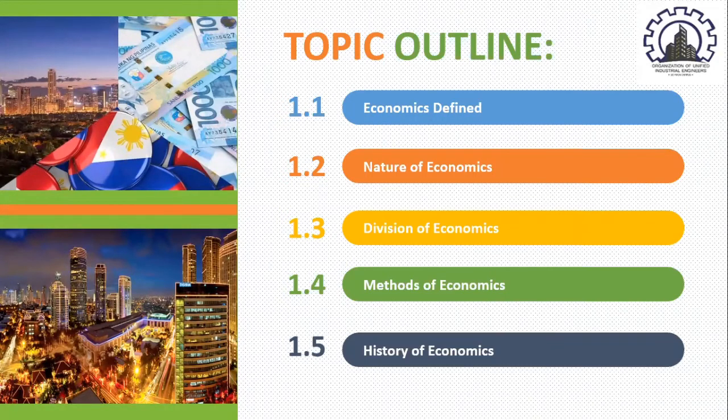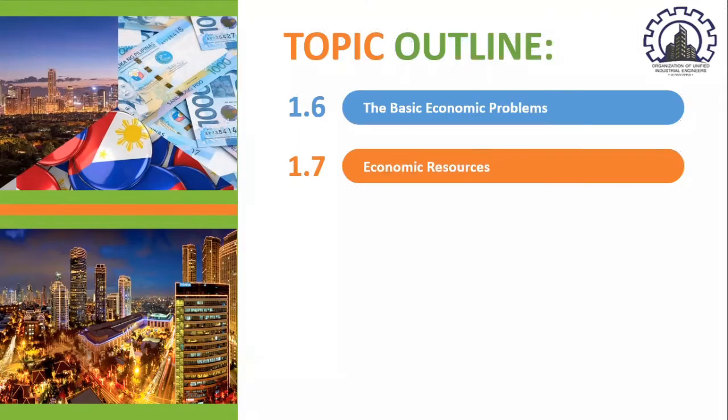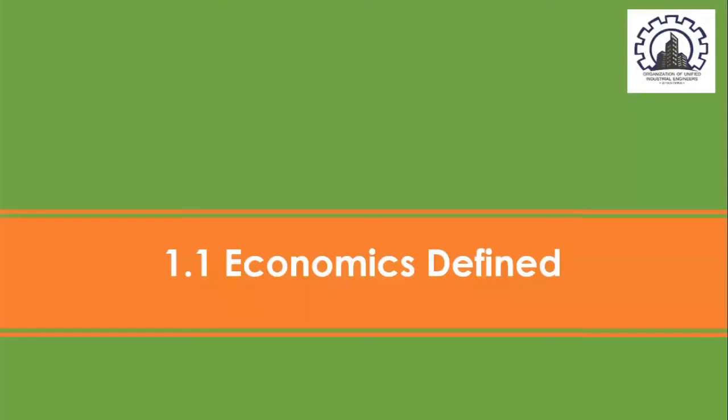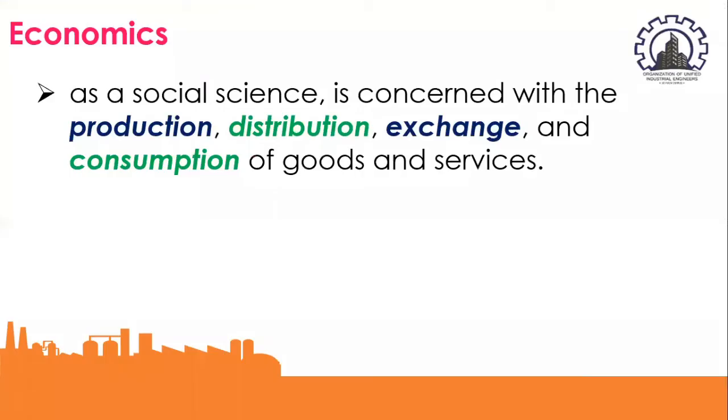First, we have the economics definition. Second, the nature of economics. Third, the division of economics. Fourth, we have methods of economics. Fifth, we have the history of economics. Sixth, we have the basic economic problems. And finally, we have economic resources. Now, in order for us to get started, let us define what economics is.